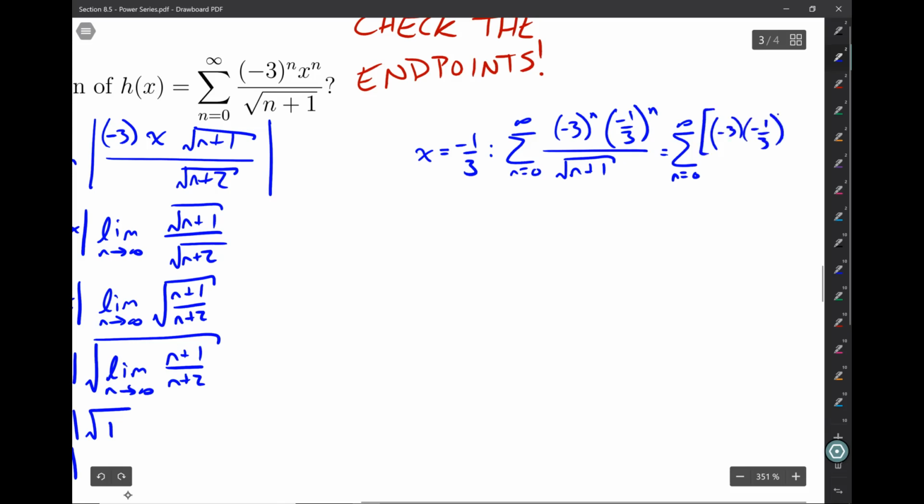This whole thing is raised to the power of n. The denominator is still a square root of n plus 1. Negative 3 times negative 1/3, well, that's just 1. 1 raised to the power of n is just 1, and so we have a sum as n goes from 0 to infinity of 1 over the square root of n plus 1.